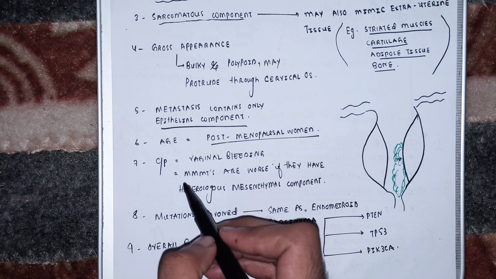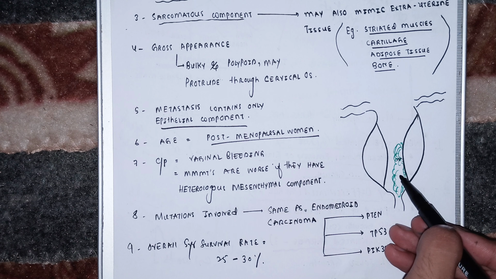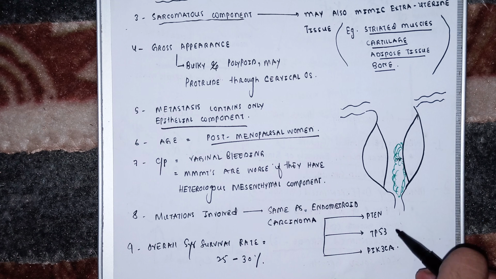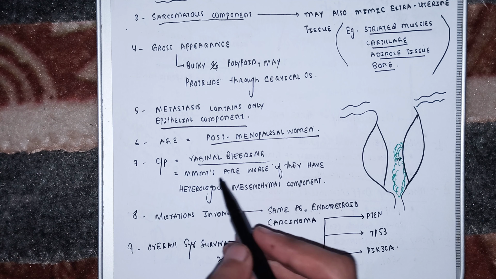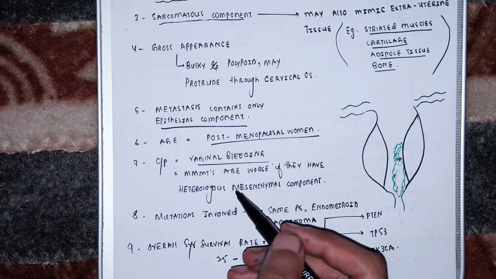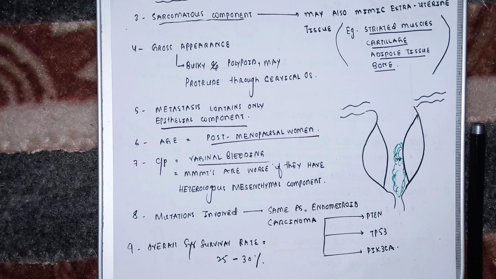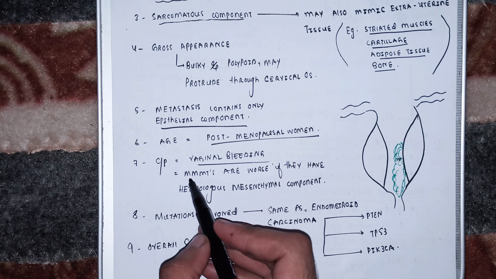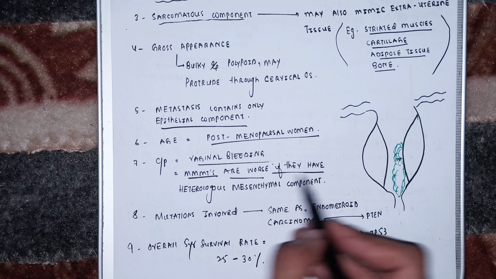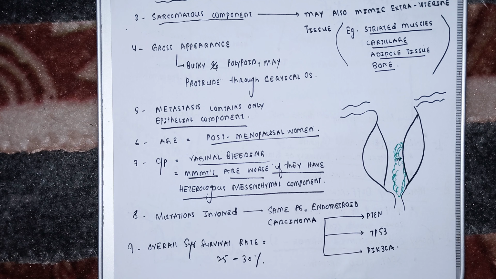Post menopausal women. And if you have developed this condition, obviously you will be presenting with vaginal bleeding. Post menopausal vaginal bleeding, and the female must be worried about that. If she is post menopausal and having vaginal bleeding, obviously it's not normal menstruation, so she should be very much worried, and she should go for screening to see if she is suffering from this condition or not. By the way, MMMTs are very much worse if they have heterologous mesenchymal component.